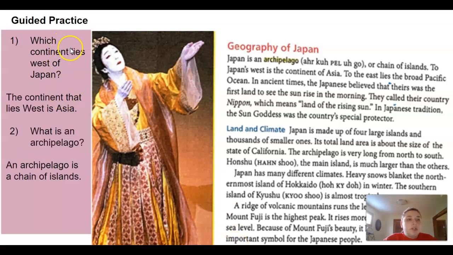All right, so which continent lies west of Japan? The continent that lies west is Asia. What is archipelago? An archipelago is a chain of islands. So this you could use your map or you can see it in the text right here in the second sentence. To Japan's west is the continent of Asia. Then what is an archipelago? This you could get from the notes or again, it's in the first sentence of the entire text.